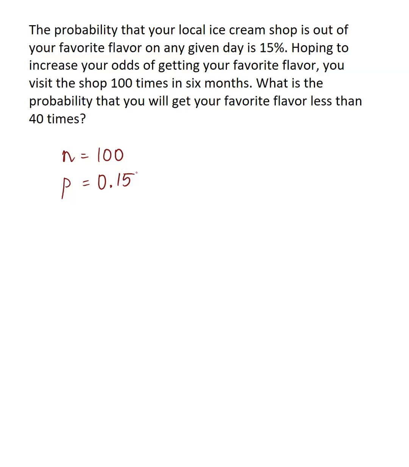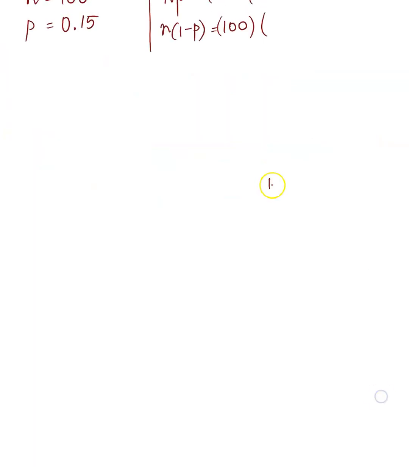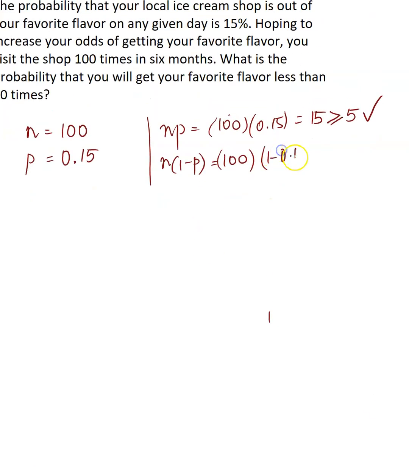Okay. And let's do the quick check. n times p is 100 times 0.15, which is 15. So we're good there. And n times 1 minus p, 100 times 1 minus 0.15, which is 85, is also greater than or equal to 5, meaning the requirement is satisfied. So we're good with those two conditions.